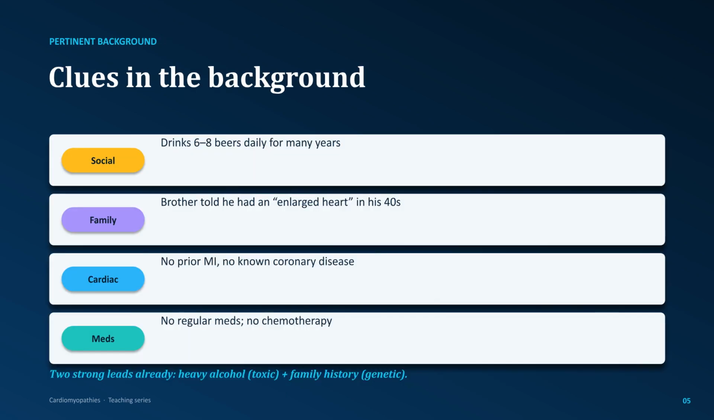His background provides critical clues. He has no history of coronary artery disease, but does report chronic heavy alcohol use, a known toxic cause, and a family history of an enlarged heart, which points toward a possible genetic origin. Both are strong leads in our diagnostic investigation.